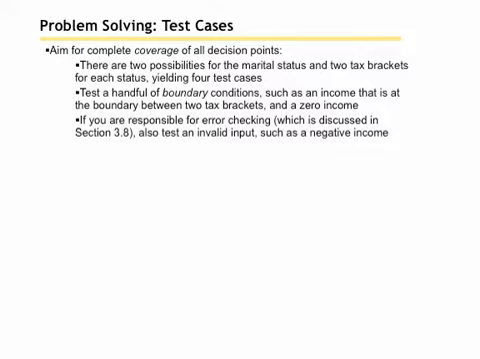If you are responsible for error checking, such as discussed in section 3.8, also test for valid input, such as negative income or a marital status of Y, and so forth, so that you make sure. You never know what your user is going to do. You want to make sure that you test for things that you don't expect.